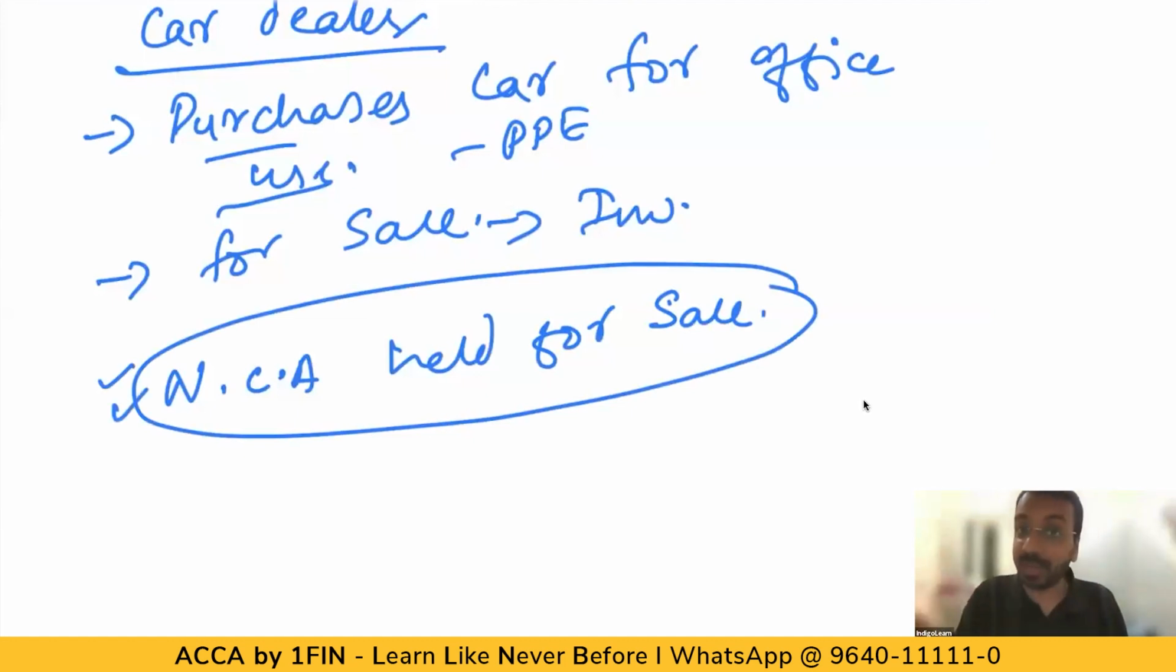You will call it inventory when the purpose, at the time of buying it itself, is: yes, I will sell this in the future. Then it will be held for sale, and it will be an item of inventory. Otherwise, you will not classify it as inventory.